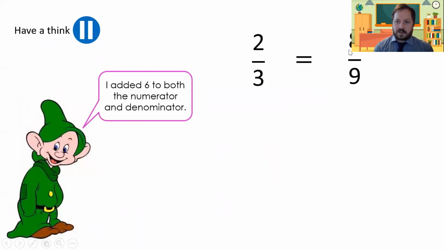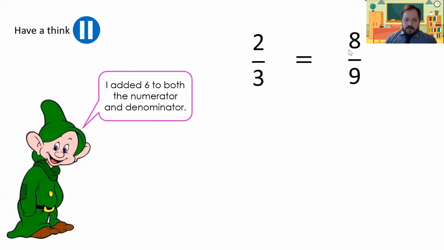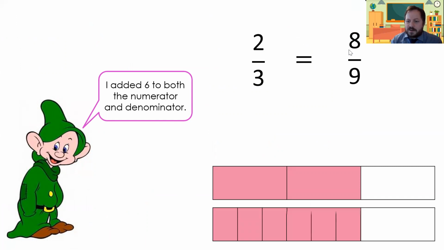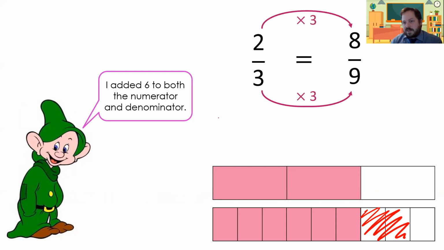Here's our next thing. So W here says, I've added 6 to both the numerator and the denominator, therefore they must be equivalent. Is he right? And of course, let's have a look. 2/3, we've got that there. Let's make ninths, there they are. And there's only 6 there. If we were to shade in 8, we would shade all of those as well, and therefore they definitely aren't equivalent.